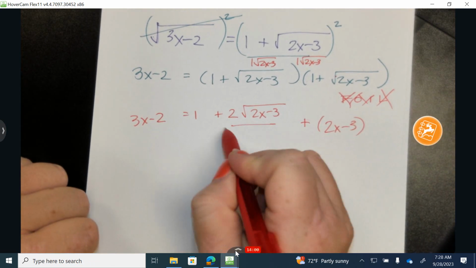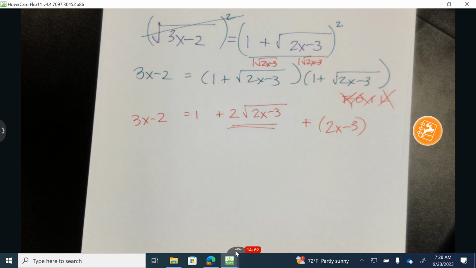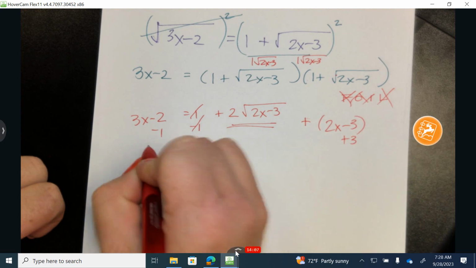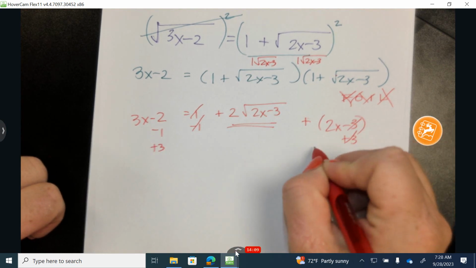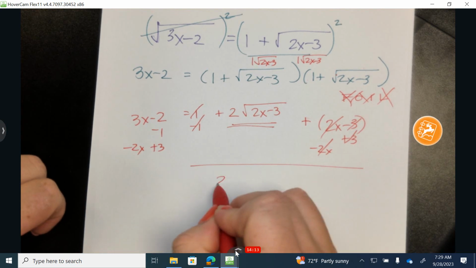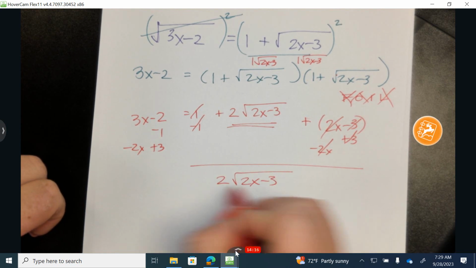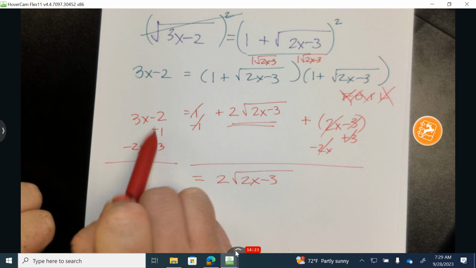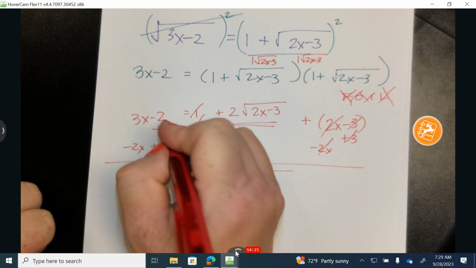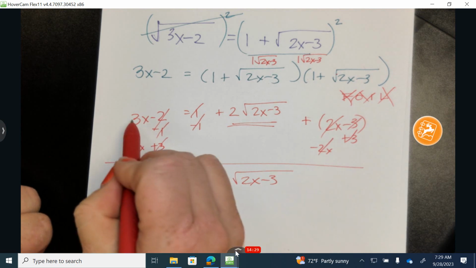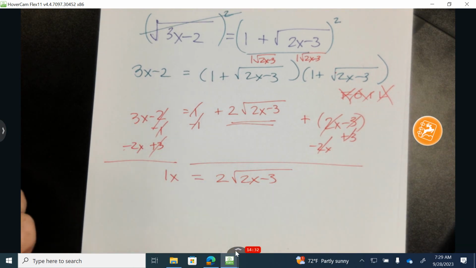Now I want to get this by itself, so I want to move everything else to the opposite side. So I'm going to subtract 1, I'm going to add 3, I'm going to subtract 2x. So those are inverse operations. I have 2 times the quantity 2x minus 3. And now on the left-hand side, I've got to combine everything. Negative 2 and negative 1 is negative 3. Negative 3 and positive 3 is 0. So there's no constants. And 3x minus 2x is 1x.